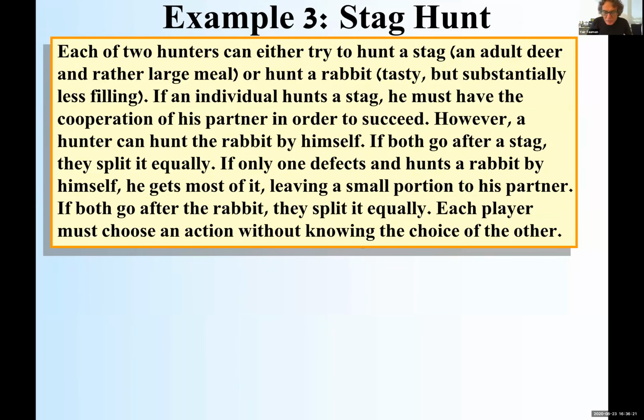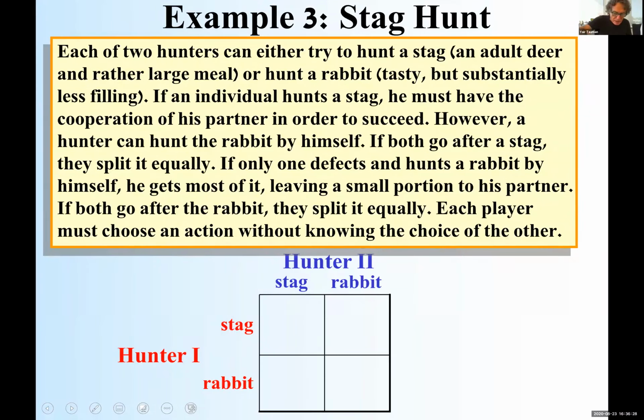So now I transform this story into the following game. So here is the table. Hunter one has two pure strategies, to go after a stag or to go after a rabbit. Hunter two has the same two pure strategies, go after the stag or the rabbit. Now, if both of them go after the stag, each one gets 4 pounds of meat, or 4 units of utils, satisfaction. If both of them go for a rabbit, there is one stag, one rabbit, 4 pounds of meat, and they split it equally, 2 and 2.